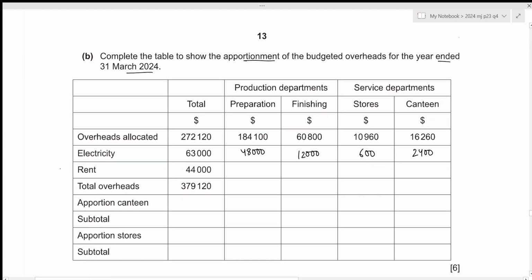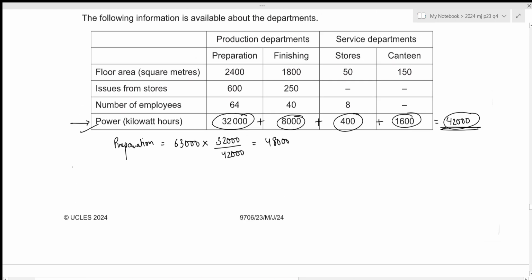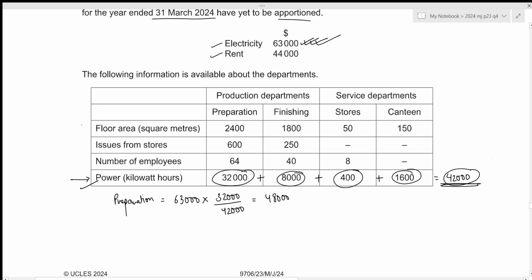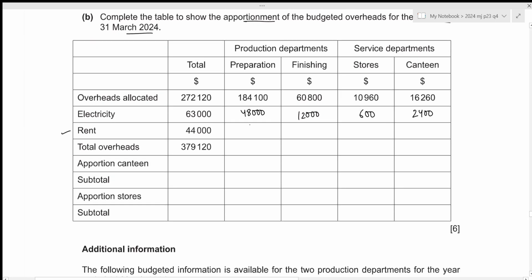Now we need to repeat the same process for rent. A suitable basis for rent will be floor area. Again, the first step is to calculate the total. So that will be 2,400 plus 1,800 plus 50 plus 150, which results in 4,400. Now let's repeat the same process. For preparation, that will be 44,000 times 2,400 divided by 4,400. This results in the value of 24,000.